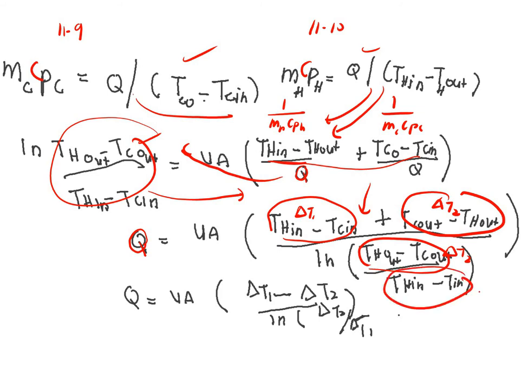This one is delta T1. So basically we will get this 11.24 formula. For the delta TLM, basically it is this one. Okay, I hope you are clear with this derivation.